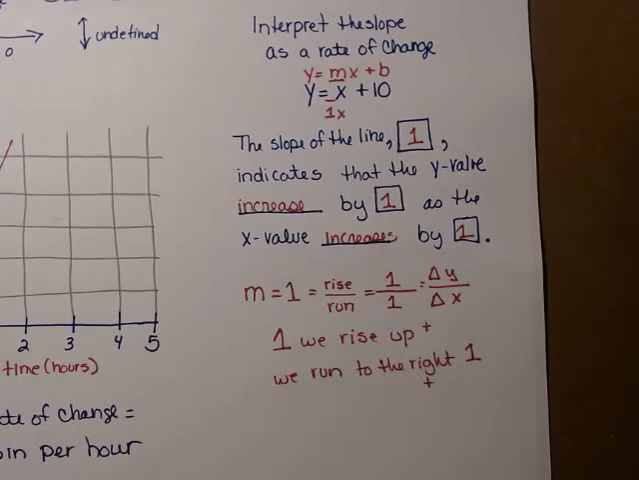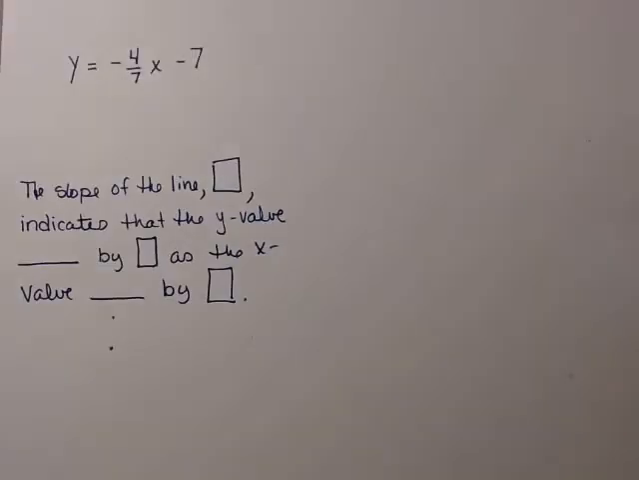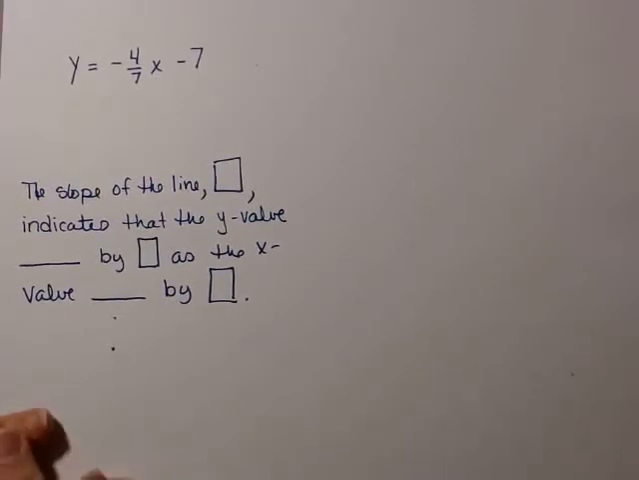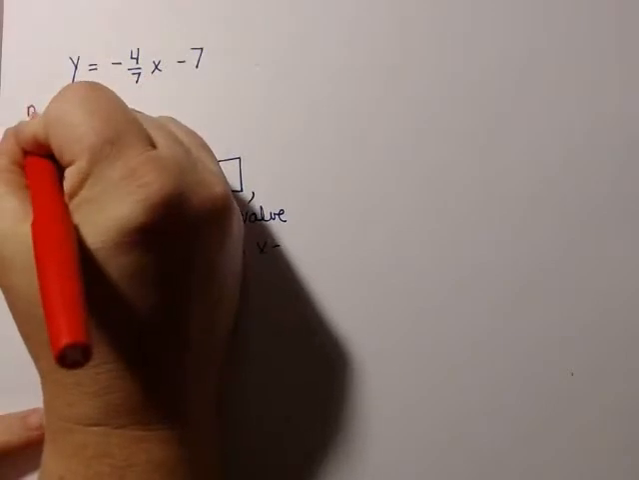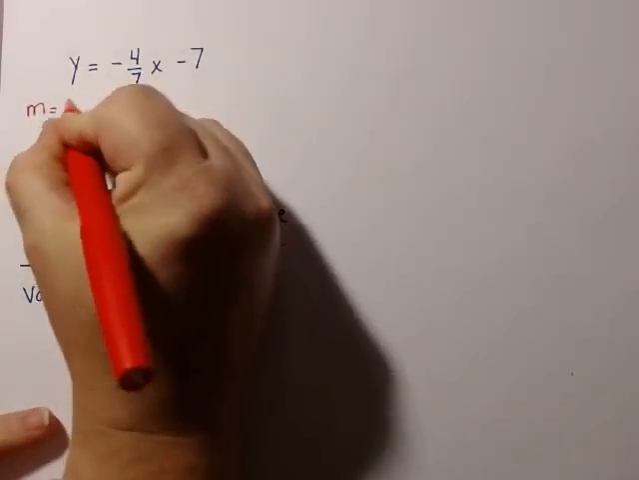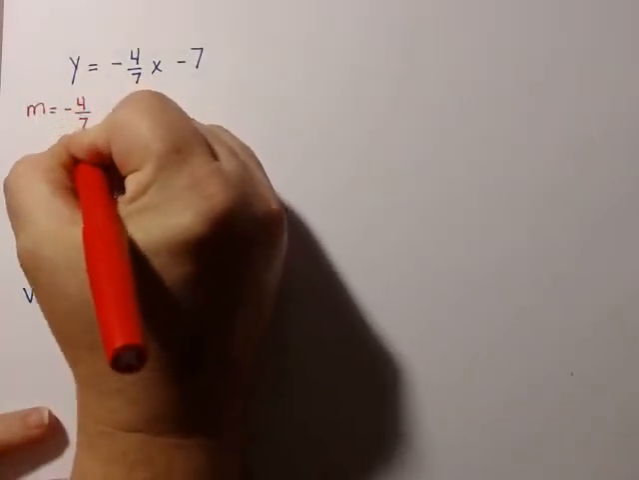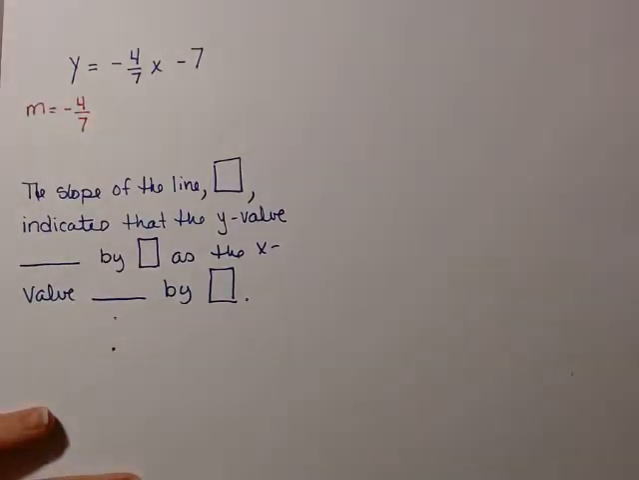So let's do another example. Let me get a clean sheet. Here's a really good example. This is going to be one of those that's going to make you want to pull your hair out. So let's look at it. First of all, our slope is negative 4/7. What does that mean? 4 isn't negative and 7 negative.